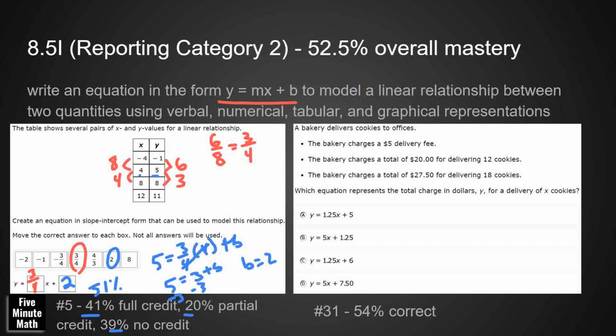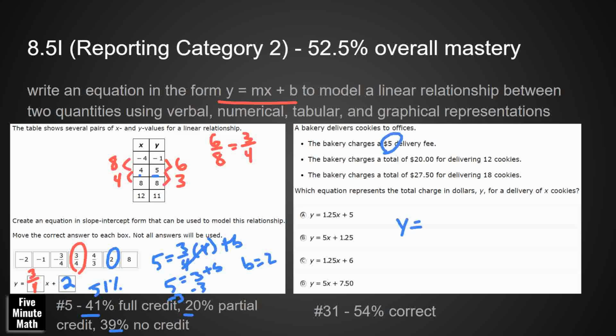Now, when we're looking at 31, they actually did a little bit better. Even though it's in a real-world situation, they got 54% correct. They're not calculating, we're just recognizing, at least for the y-intercept, because look at that, $5 delivery fee, so that's going to be your standard.